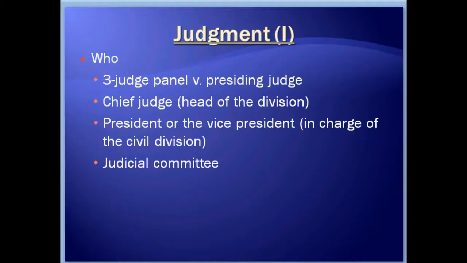Most likely, the members of the judicial committee are chiefs of each division of the court, the president, and vice presidents. The judicial committee is responsible for deliberating major or complicated cases. Some notions I want to introduce first.